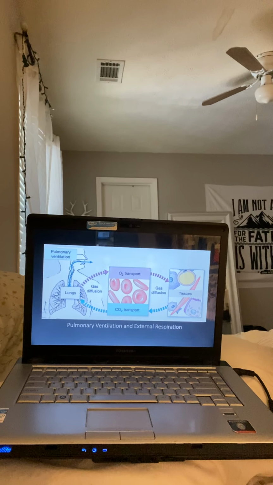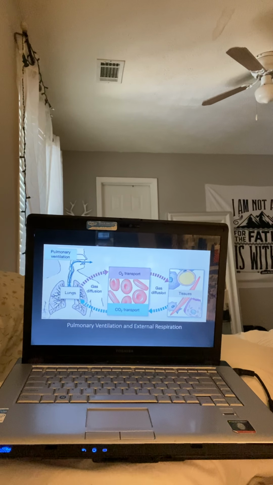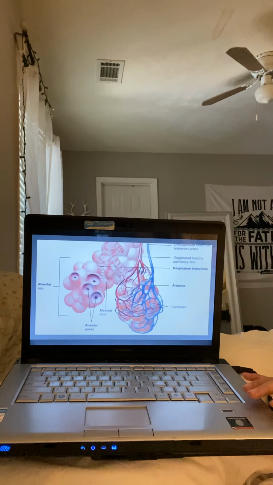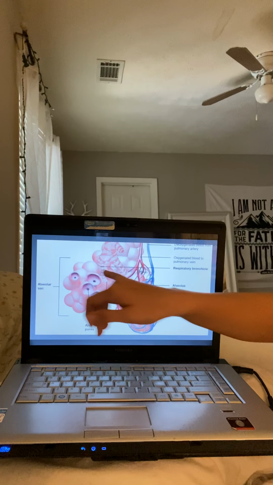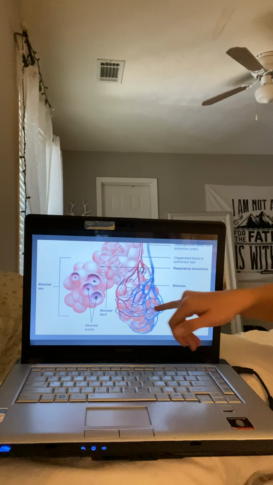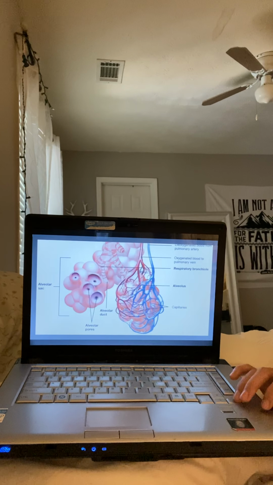Pulmonary ventilation is just another way of saying breathing, and it is how oxygen enters the lungs. External respiration is how O2 gets into the blood from the lungs, and how CO2 leaves the blood and the lungs. Here we have a little diagram of the alveoli covered with all the capillaries, which are the site of gas exchange.